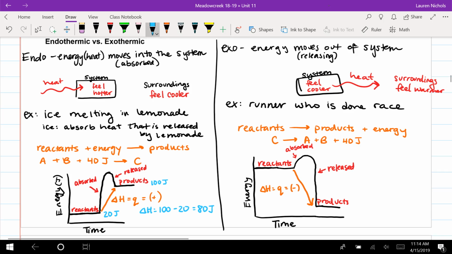Again, if we assign random numbers, say our products have bond energies of 20 joules, whereas our reactants have bond energies of 100 joules, then our delta H would be equal to 20 minus 100, which gives us negative 80 joules as our delta H. Endothermic and exothermic is so crucial to this unit of how energy moves in and out, and what positive and negative Q values mean about energy being absorbed and released. This is the crucial component of our unit.